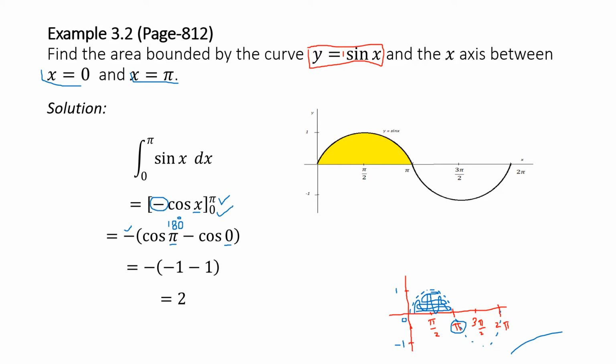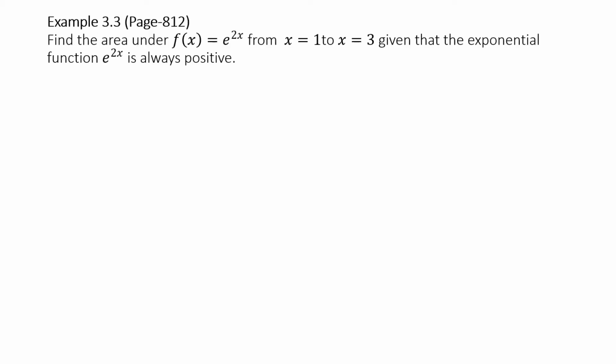And it comes to, so the area here from this 0 to here is 2 square units. I don't know the unit, so I will be writing square unit. Another example, e^(2x) is a function from 1 to 3.